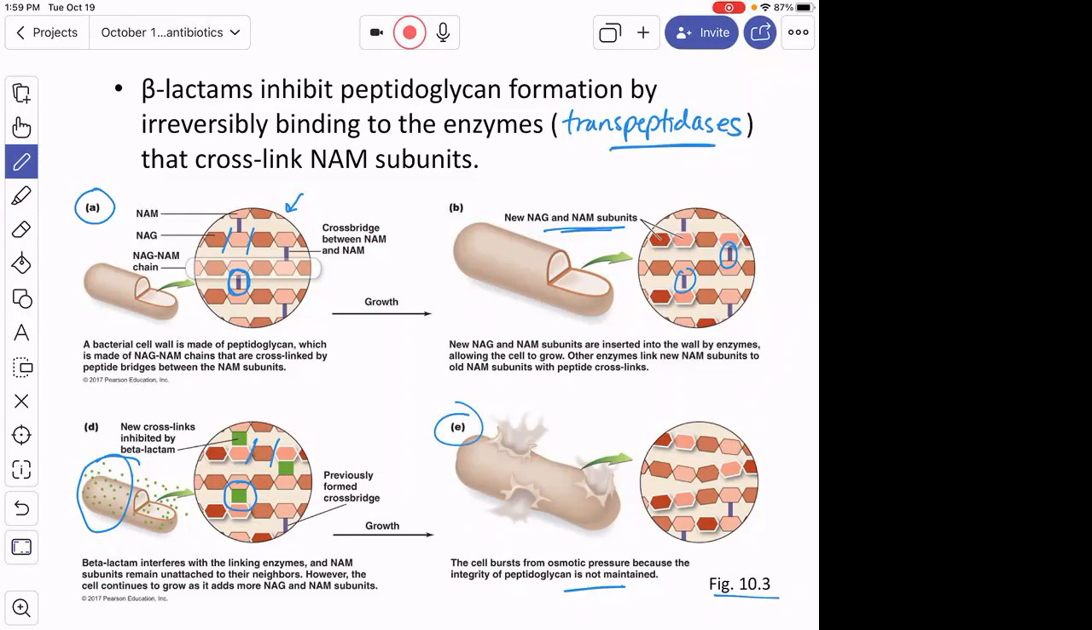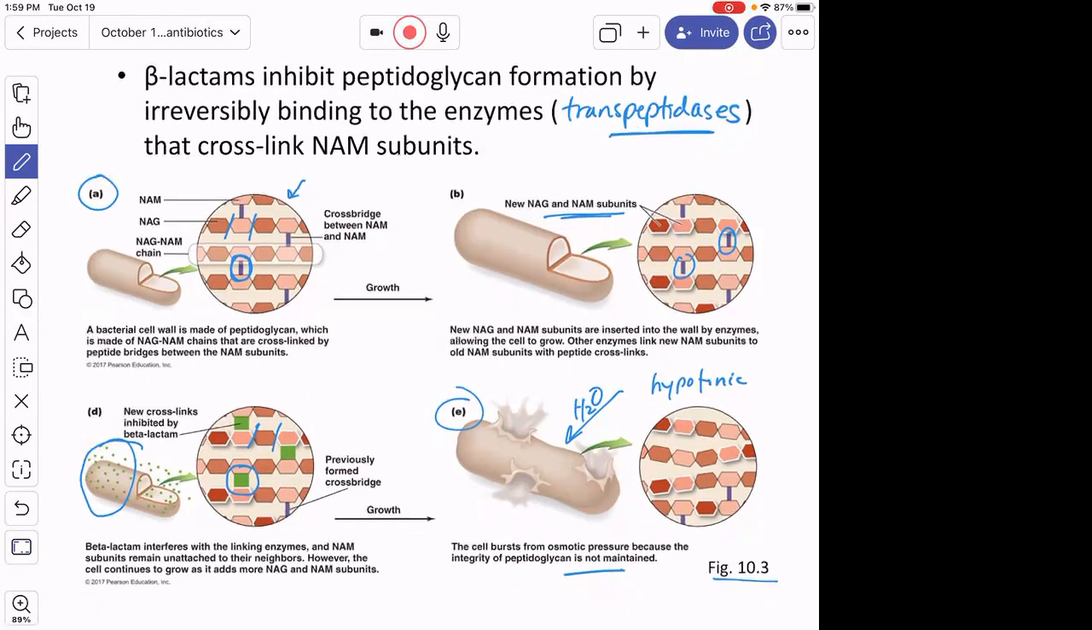So the cell is most often going to be in a hypotonic medium. So water is constantly going to be trying to rush into the bacterial cell. And it's going to take on water, and because the cell wall is not intact, that's going to cause the lysis of the cell. Okay.